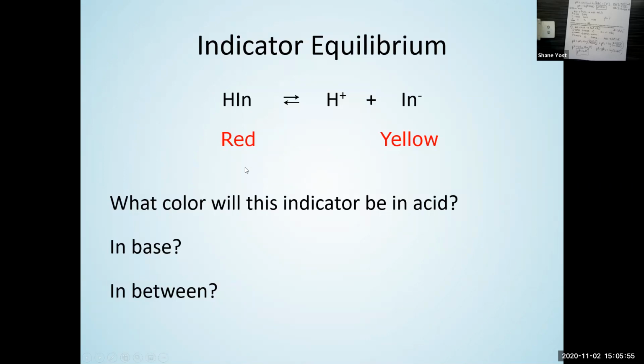Red, because in the acidic solution, I've added a lot of H pluses to that solution. There's a lot of H pluses floating around, so it's going to shift this equilibrium to the left, which is going to form a lot more of the HIn species in solution, which is a red color. And then in basic solution, it's going to be yellow because I've removed a bunch of H pluses, so now it's going to shift the equilibrium to the right to try to reproduce these H pluses in solution. And so I'm going to form a lot of In minus, which is going to have a yellow color to it.